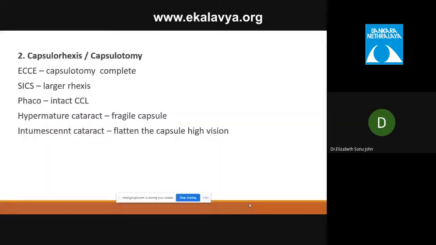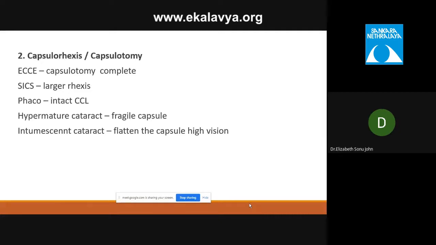Now, coming to capsular excess or capsulotomy. In ECCE, we do a capsulotomy. If your capsulotomy is not complete and you have capsular tags, then during cortical wash or while you're doing nucleus delivery, there is every chance of you pulling on the cortex and it tearing and causing a PCR. Next is in SICS. Like Jaya said, it's very important to have a larger rhexis so that with the fluidics, when you're prolapsing the nucleus, you do not cause damage to the rhexis margin. And make sure your rhexis is complete.